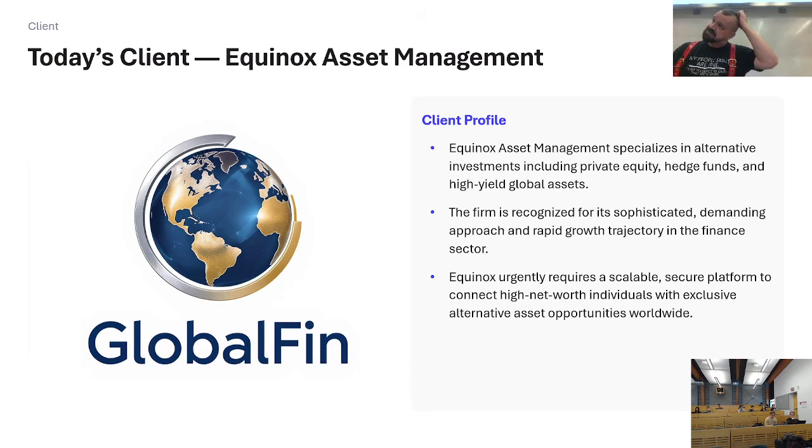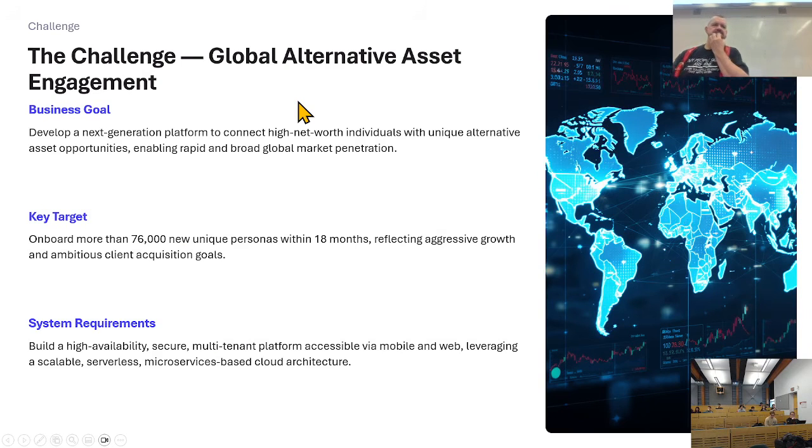Many of the operations are actually in Asia, but many of the customers are all over the world, but primarily in North America and Europe, with some Asian customers as well. So their business goal is to develop this next generation platform to connect high net worth individuals, blah, blah, blah. It's in the slides. I'm not going to read it entirely. So their key target is to be able to create up to 76,000 unique personas. So the idea is that each actual human user is often working with multiple different groups of people. And so they take on persona.